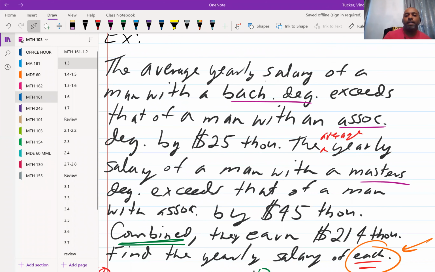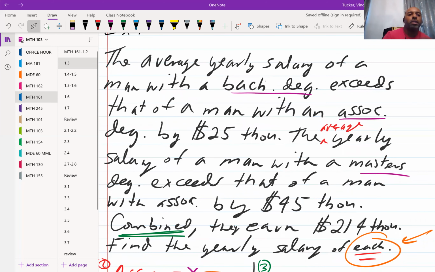The average, and I left out "average," that's why I had to put it in there in red. The average yearly salary of a man with a master's degree exceeds that of a man with an associate's degree by $45,000. Combined, they earn $214,000. Find the yearly salary of each. Like I said, I give you a chance to write that down for those who are going to write the whole thing.